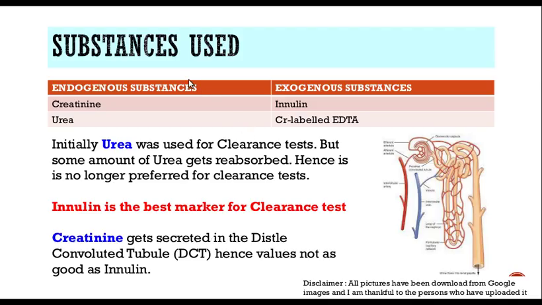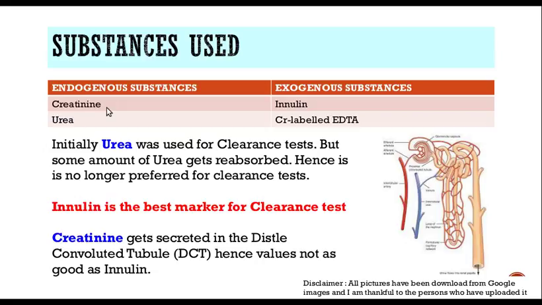Now, what are the common substances used? Substances can be endogenous, that is, produced by the body, or exogenous, where we inject the substance into the body and then see how much is being excreted. The best endogenous marker is creatinine. Creatinine clearance is one of the best tests for evaluating renal function.